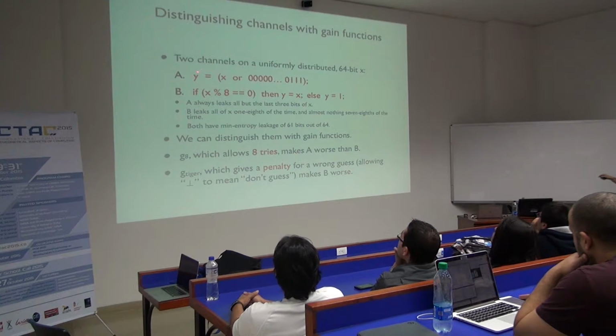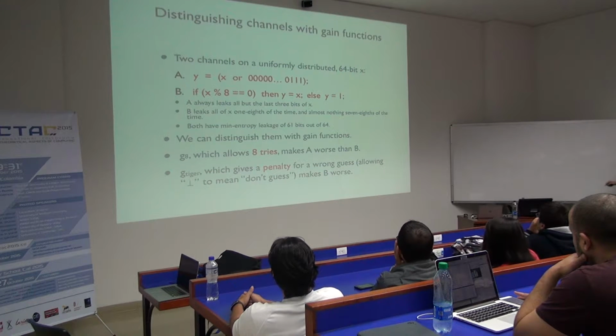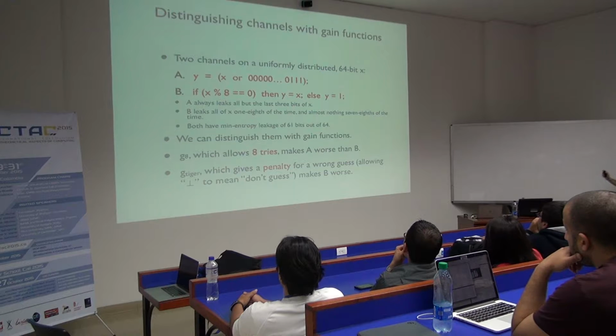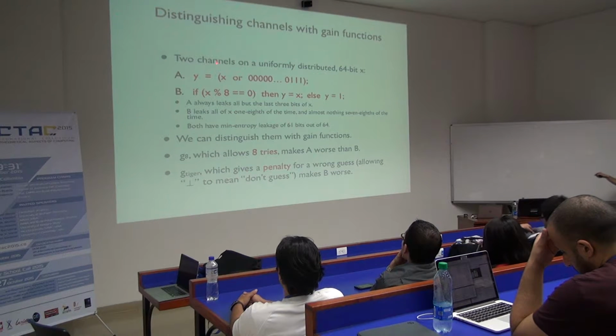The first one sets the output to be the input or this long string that has just three ones in the end. So essentially it leaks all but the last 3 bits of x. It's going to tell you everything about x except the last 3 bits, because the last 3 bits will always be masked here. Here, y will be the same as x except for the last 3 bits. So I leak almost everything.